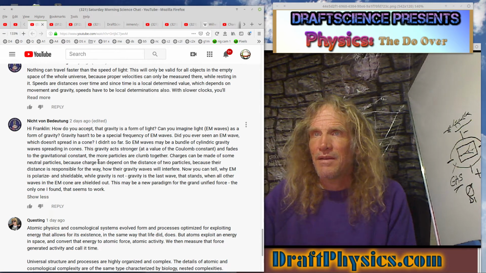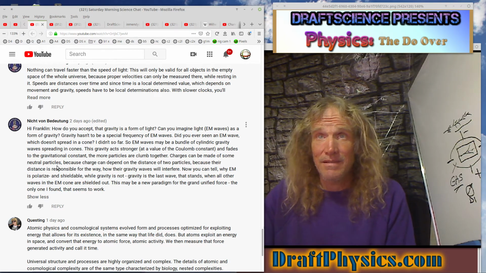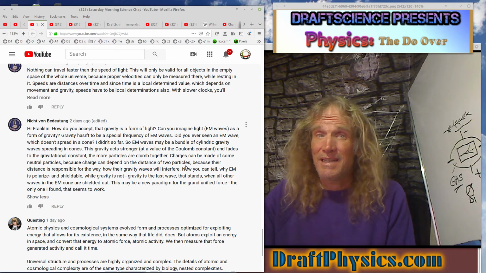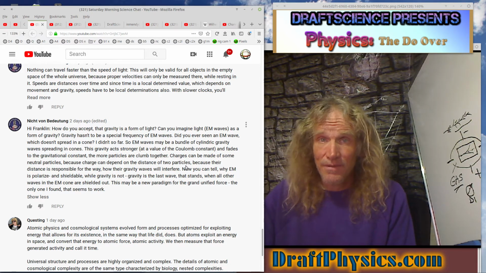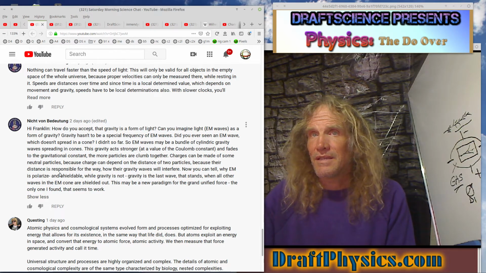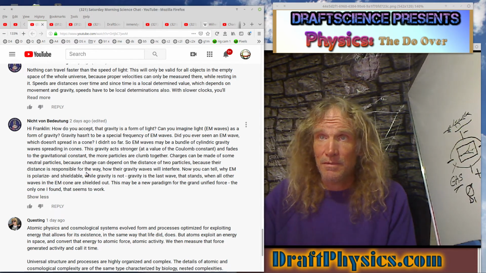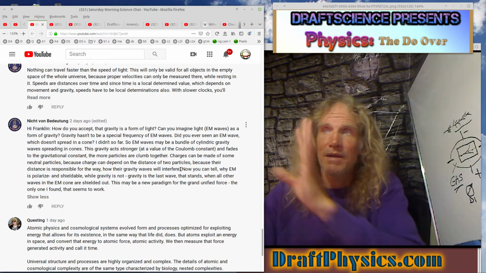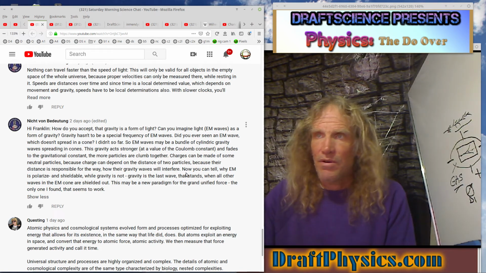Charges can be made of some neutral particles, which again doesn't make any sense. Then how are they charges? Because charge can depend on the distance of two particles. It's only in a dipole where distance becomes significant because the two forces blend into each other. Because their distance is responsible for the way their gravity waves will interfere. So again, more waves, this magical waving stuff. Everything's waving something. Waves. No.